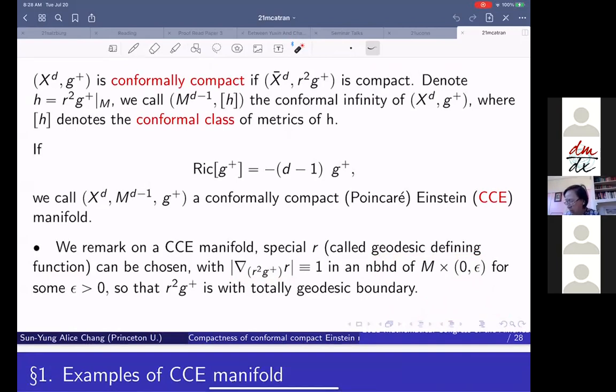That's called a geodesic defining function, and it's known that on a CCE manifold such a geodesic defining function always exists. The problem is it's only defined in a small neighborhood of the boundary, and one does not know how to extend it inside.